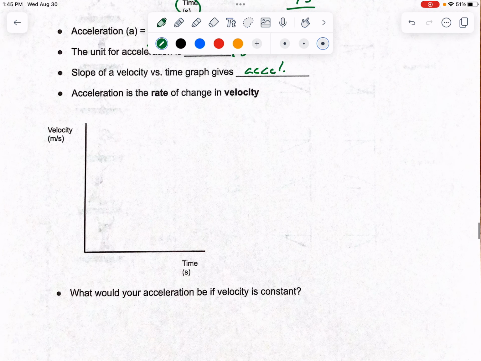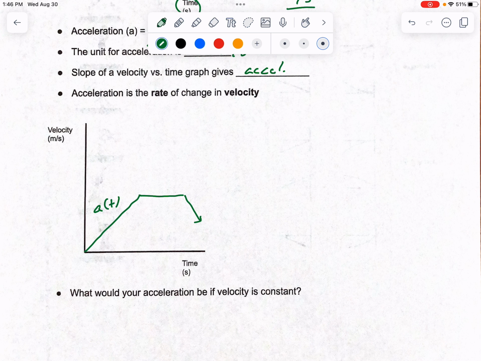If I have a couple of scenarios looking at basic acceleration, I have something going up, then a horizontal line, and then going down. I would say my acceleration is going to be positive on the way up here, because that means I'm increasing my velocity over time. If you're increasing your velocity, you're speeding up, so you're accelerating.